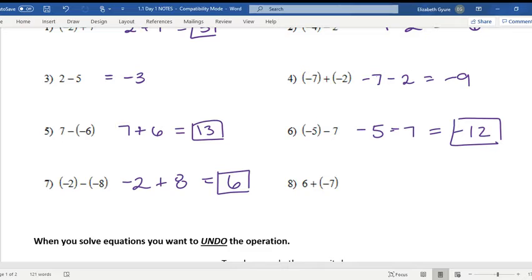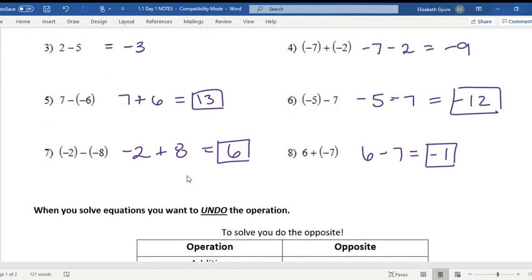Again, think about it this way. Do you have more positive or negative numbers in this problem? Which one's bigger, the positives or the negatives? The positives. So your final answer is going to be positive. Okay, good. And then 6 plus a -7. How can you rewrite that, Jake? Yeah, 6 minus 7, which is -1. Very good.